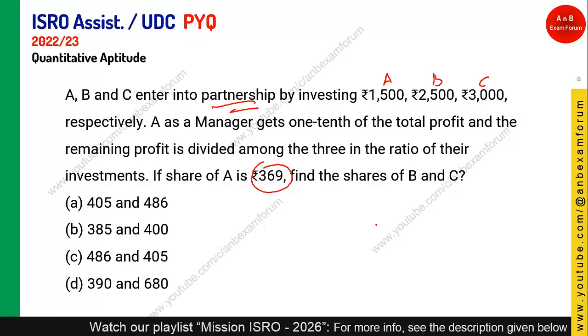Let me take the profit as P. Let's see it. A will get a profit of 1/10, which is 0.1 of the total profit gained by these 3. And the remaining is what? 1 minus 0.1, that is 0.9 of the profit remaining.